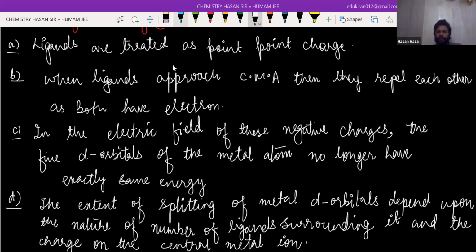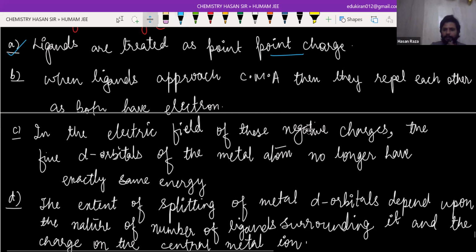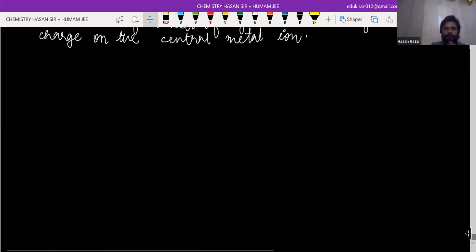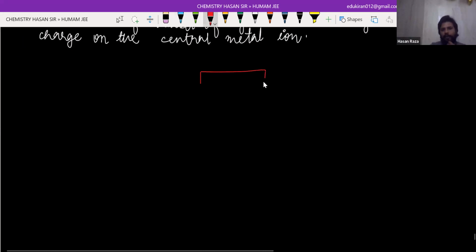So CFT is about how the bonding takes place in complex compounds. According to it, ligands are treated as point charges. When ligands approach the central metal atom for bonding, they feel repulsion due to the presence of electrons. Now, when the repulsion takes place, let's take an example. Let's say this is your d orbital.